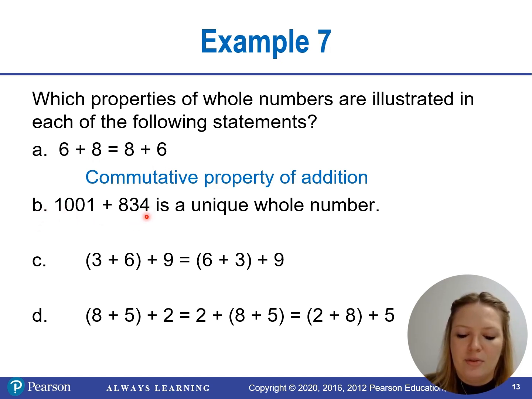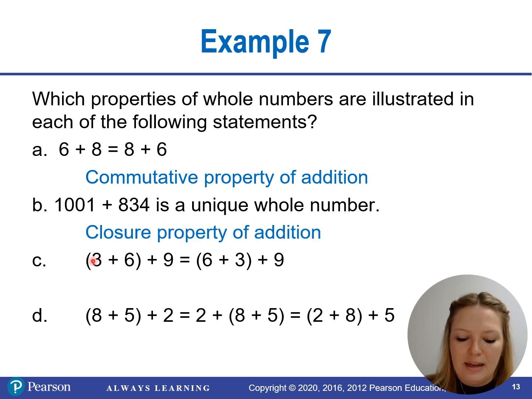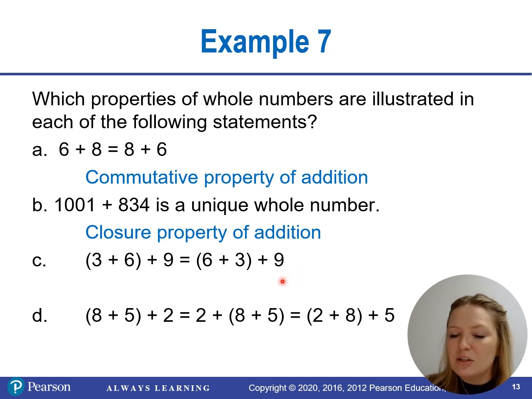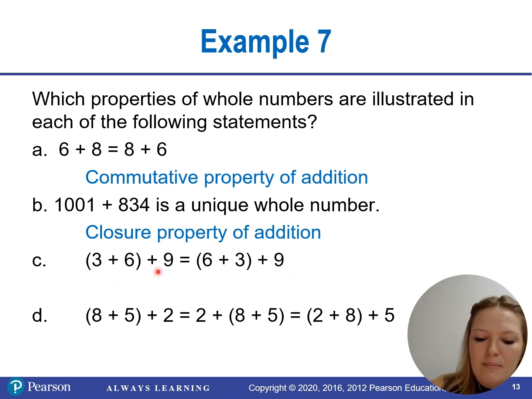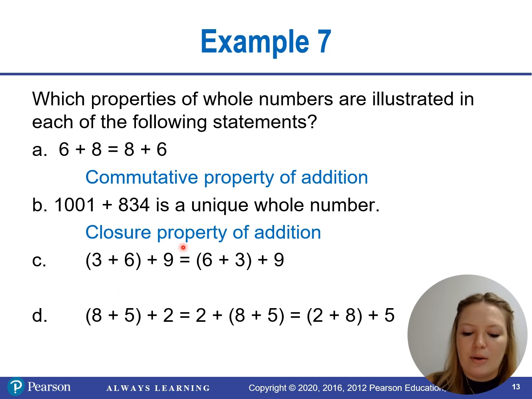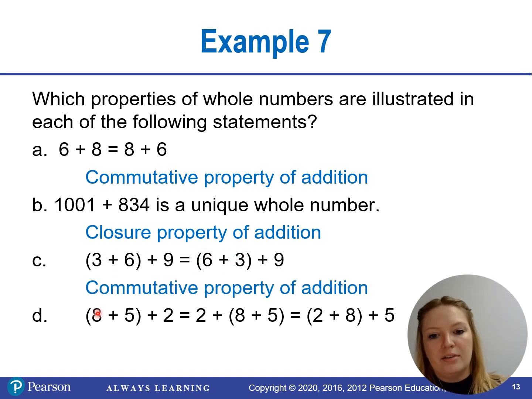1001 plus 834 is a unique whole number. That is coming from the closure property of addition. Then if I group together 3 plus 6 and then add 9, it should give me the same result as 6 plus 3 plus 9. At first glance, you might think that this is the associative property because we're adding 3 different numbers together. But what's actually happening here is we're just changing the order that we wrote 3 plus 6 and 6 plus 3. So this is again the commutative property of addition.